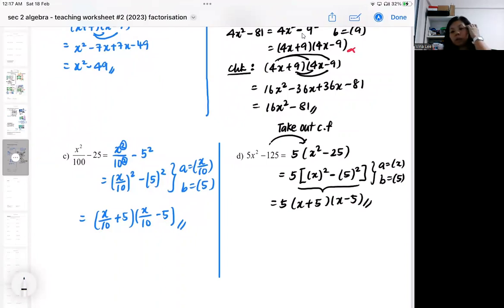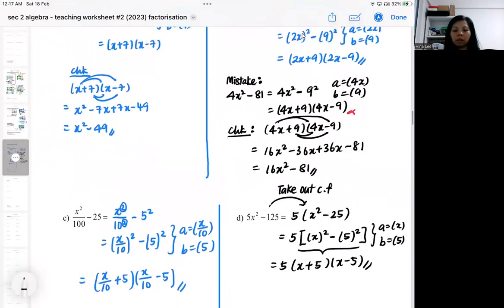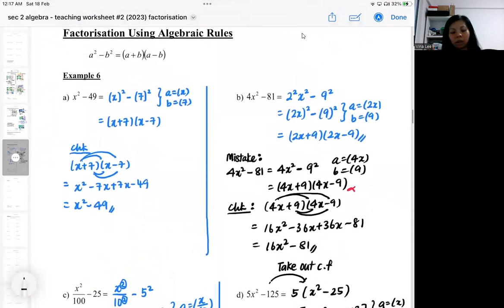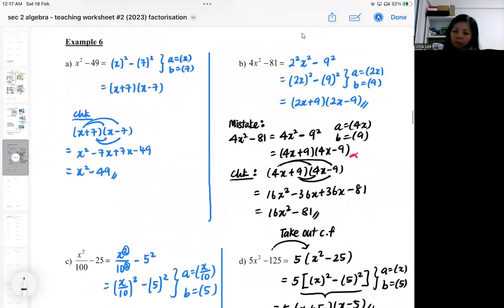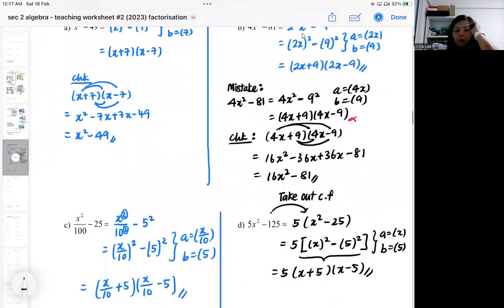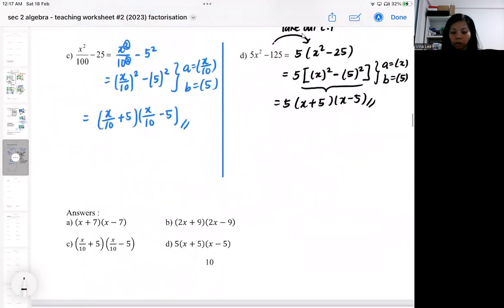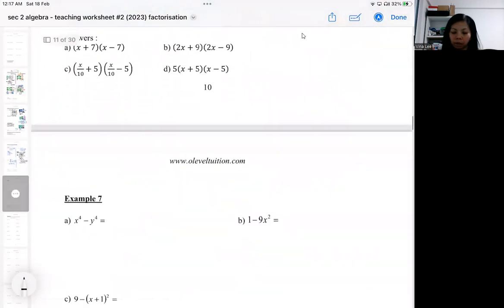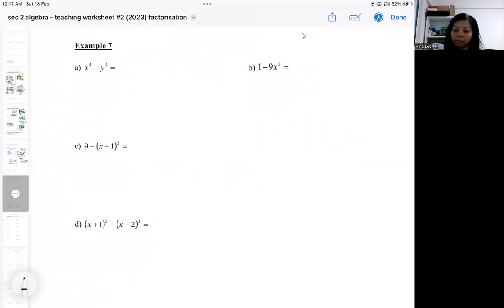So if you use your expansion to multiply back, you should get back the 5x squared minus 125. So this one, sometimes a lot of students will actually find it difficult. If you can mentally do this, that means you actually see the idea. But for those who cannot, not to worry, but you must learn to apply the formula. This one is just basic application of the formula. I will show a more difficult one in example 7.